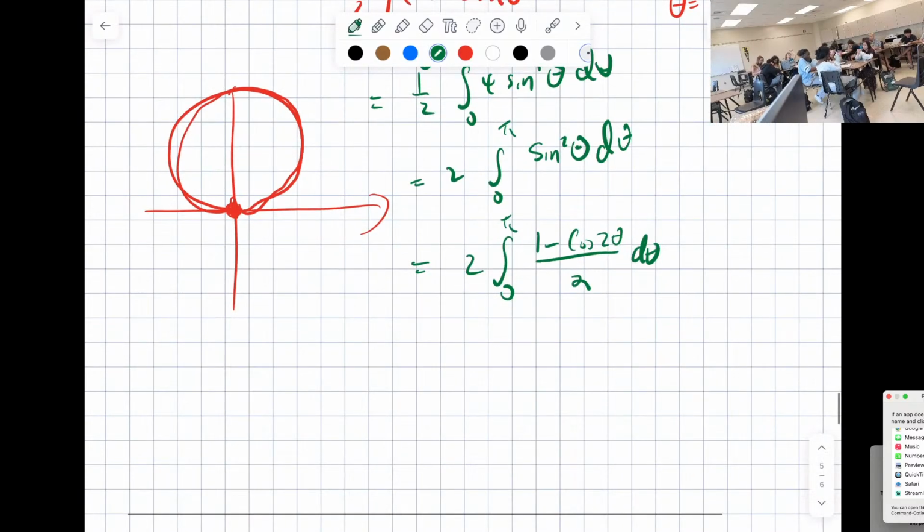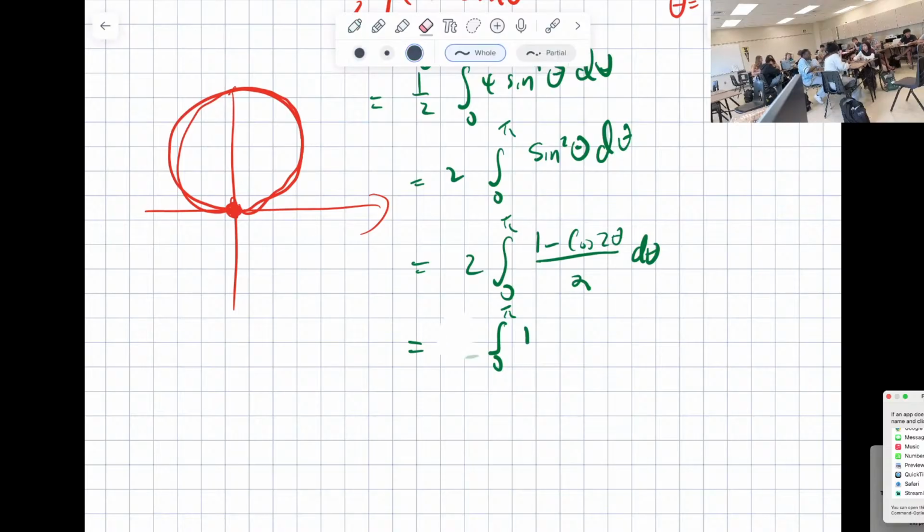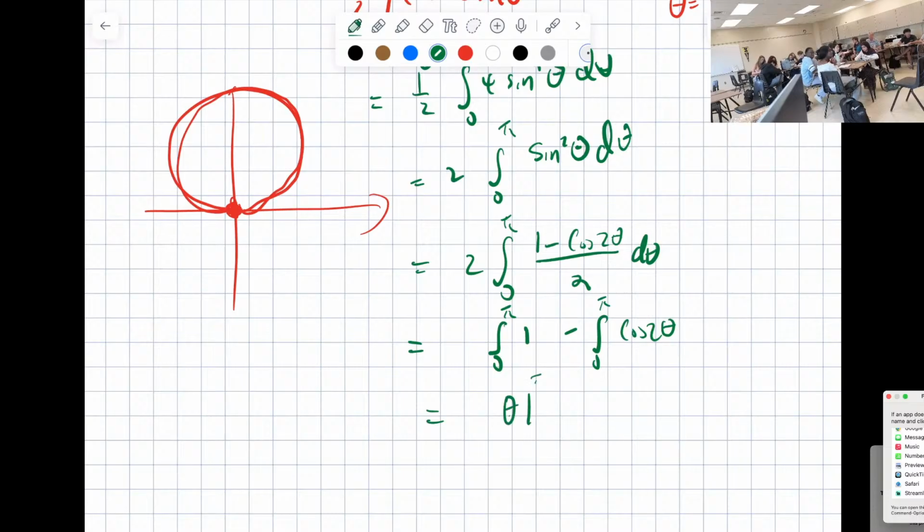All right, so this one's gonna be 2 times the integration from 0 to pi of 1. Is that okay? Because 1/2, actually, I'm gonna do 1. Minus the integration from 0 to pi, the 2 and 2 cancel out. And this one's gonna be what? It's gonna be cosine of 2 theta. What's the integration of 1? It's theta between pi and 0. Is that okay?